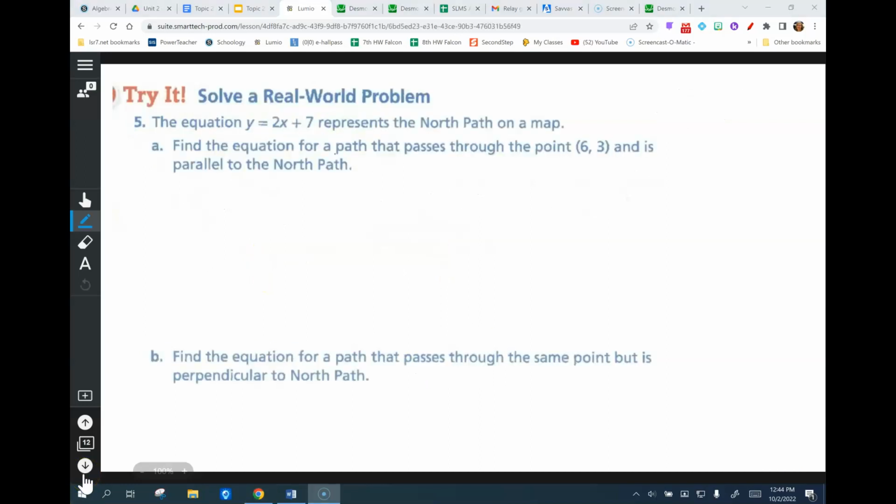Now let's go back and look at these. I believe we're on page 47 again. We have an equation y equals 2x plus 7, and it says that represents the north path. I was reading that wrong. Find the equation of the path that passes through the point (6, 3) and is parallel to the north path.